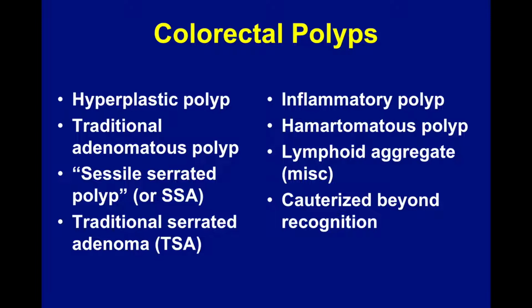So colorectal polyps. This is just a partial list of some of the colorectal polyps that we see pretty routinely in the GI tract. Obviously, the ones we see most commonly are hyperplastic polyps and your regular old adenomatous polyps, which I'll certainly talk about.